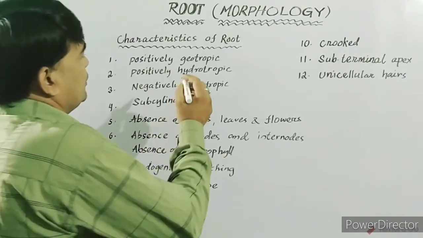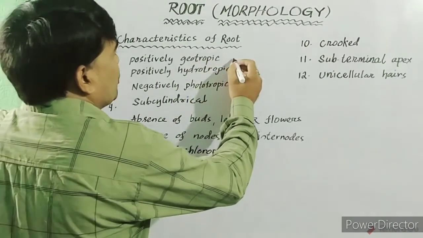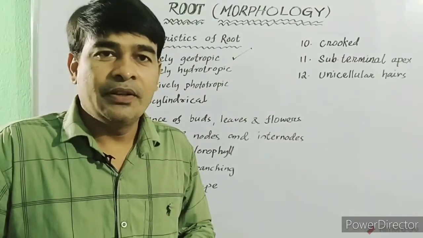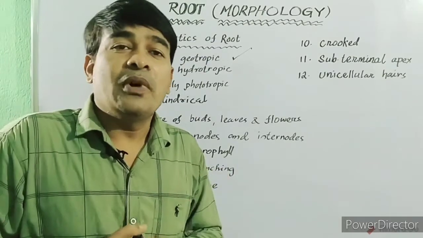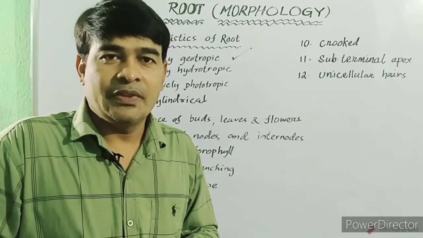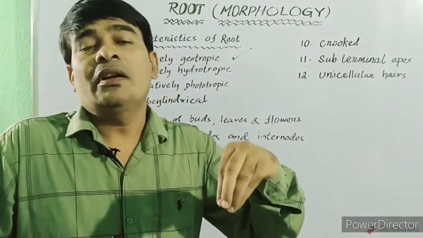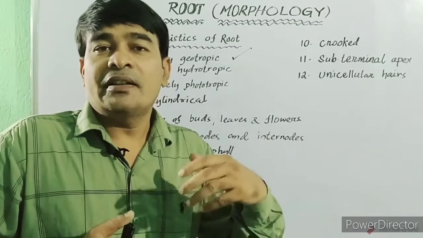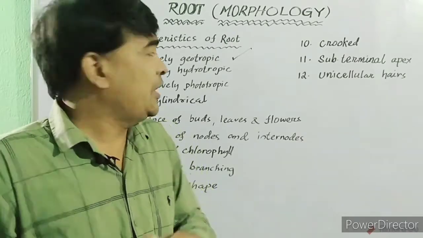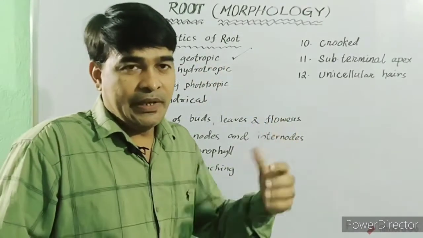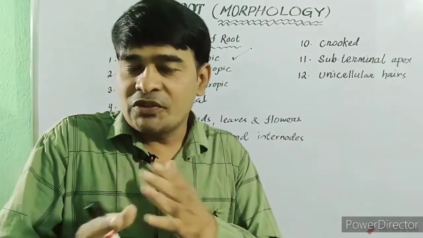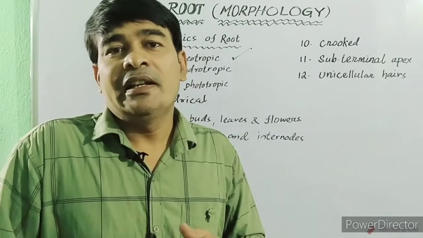First is that the roots are positively geotropic. That means roots are the descending parts of the plant axis. They grow towards the gravity, or their growth is directed towards the gravity. So they are positively geotropic, and on the basis of the position of roots, they may be orthogeotropic, plagiotropic, and diageotropic.